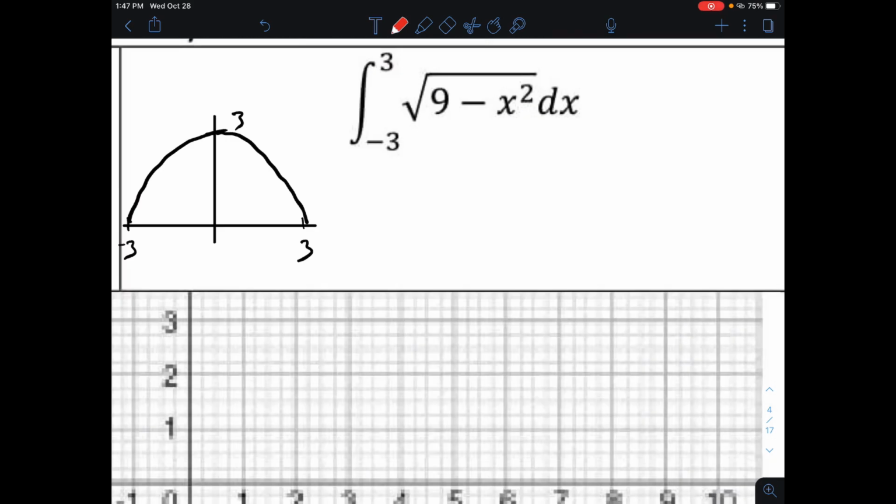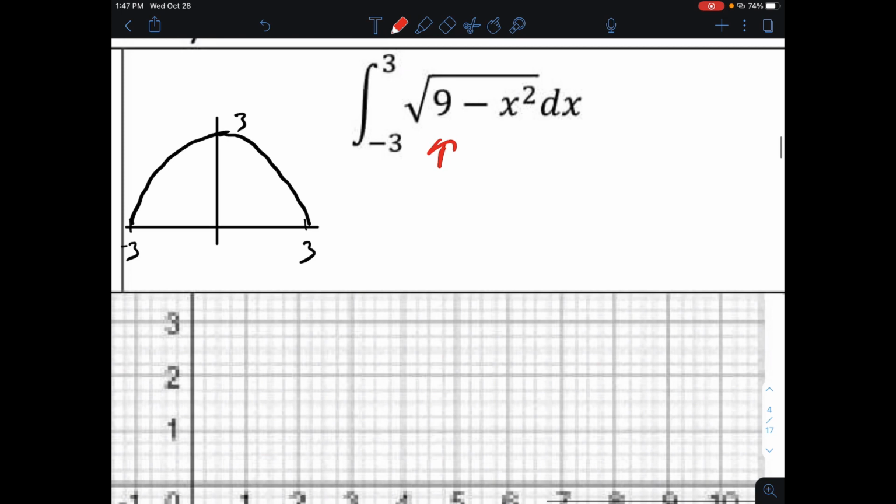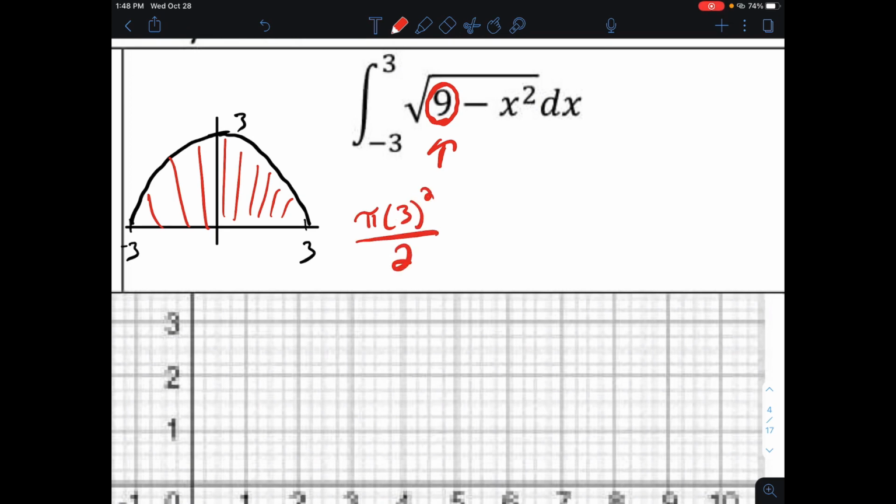All right, let's look at another one. We want to go from -3 to 3 of the square root of 9 minus x squared. That equation right there is the top half of a semicircle. We have to be able to recognize that, where the radius of my semicircle is going to be the square root of that number. And so this definite integral is going to equal the area underneath that curve, which is simply going to be pi r squared divided by 2, and we're going to get 9 pi over 2.